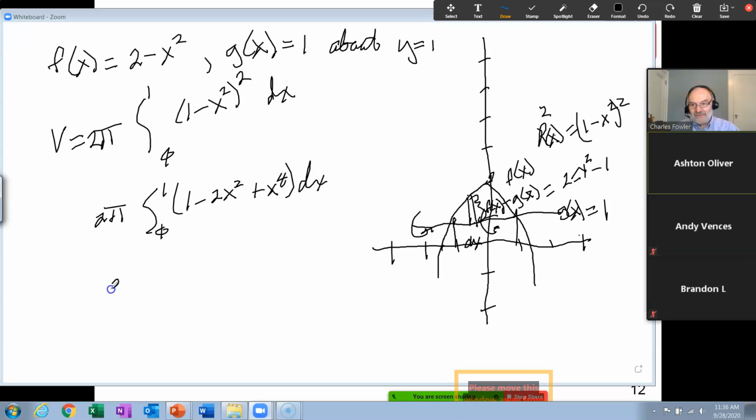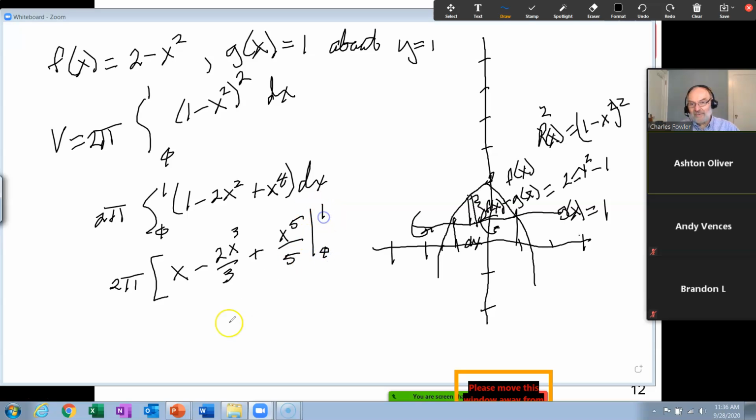Goodness, I'm tired. 2 pi times antiderivative of 1, anybody? X. Antiderivative of minus 2x squared, minus 2x cubed over 3. Power rule. Plus x to the 5th over 5. Evaluate that from 0 to 1.